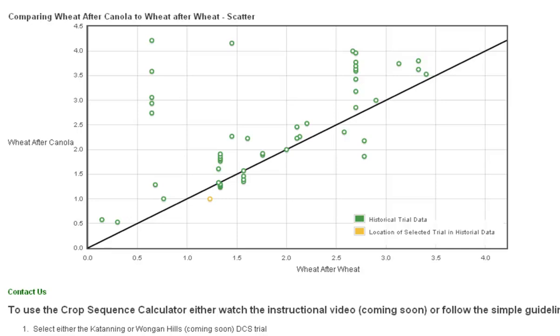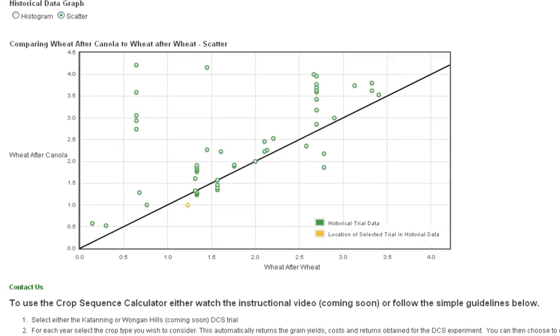So if you're not getting results, you can see how often that occurs, or if you're getting very good returns like these ones here where wheat after wheat's really bad but wheat after canola is really good, and that's often because of root diseases like take-all, and in some instances weed control, but mostly root diseases. You can see how often that happens, but also you can picture where you fit compared to our data set.